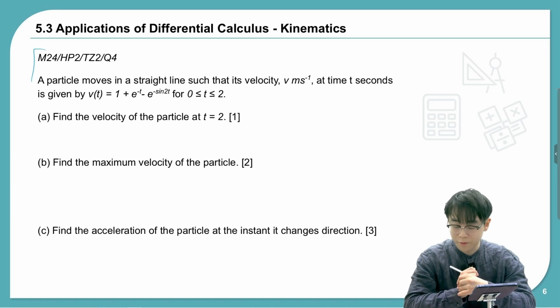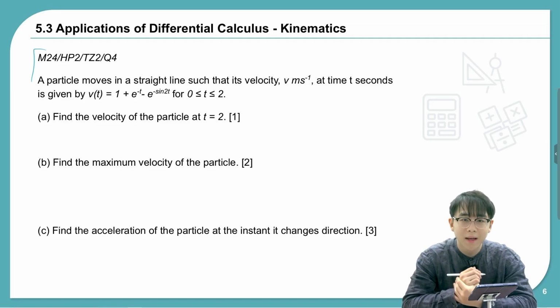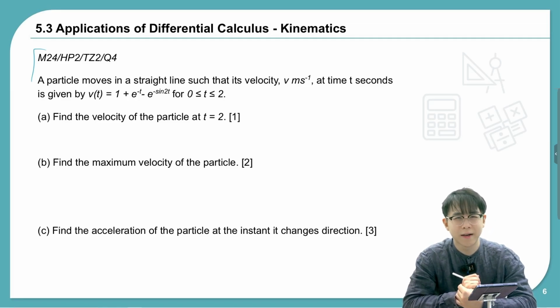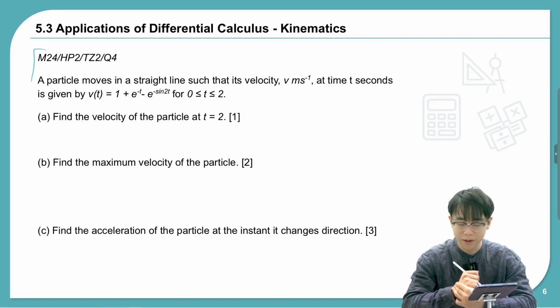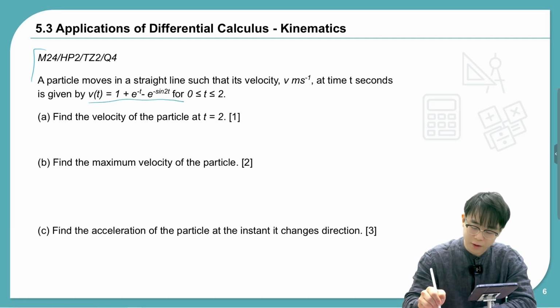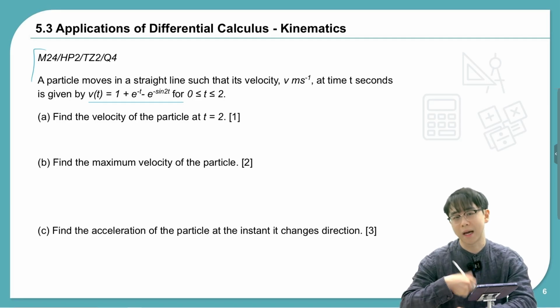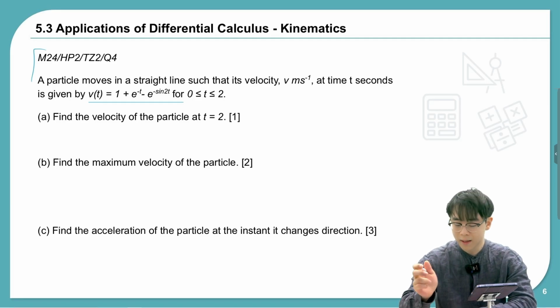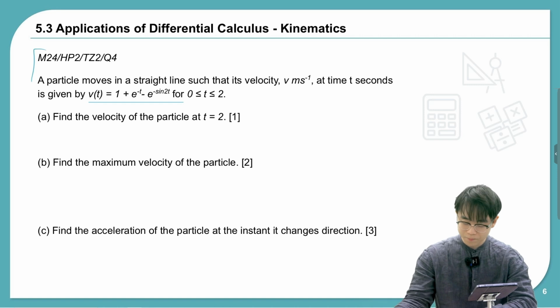All right, so for number 4, we have a kinematics problem involving the velocity as a function of time. So we have v(t). What we're trying to do is find the velocity, the maximum velocity, as well as the acceleration. So we might have to plot this function on our graph, and identify some key characteristics, such as the maximum point or minimum point. And we might have to find the differentiation, like v prime of t. So let's begin with part A.